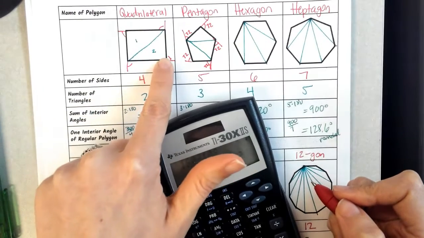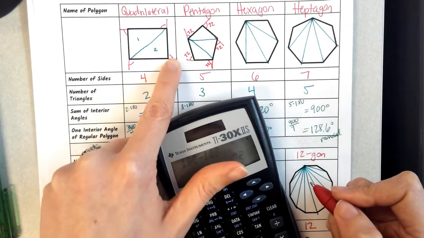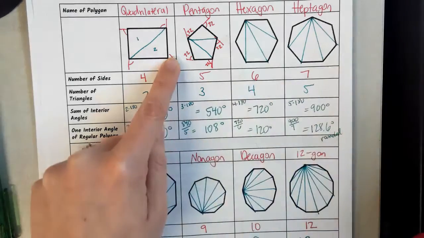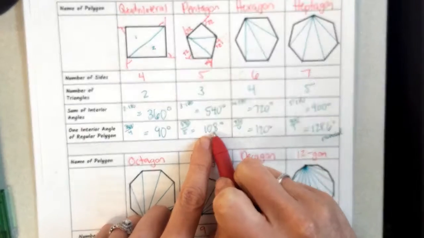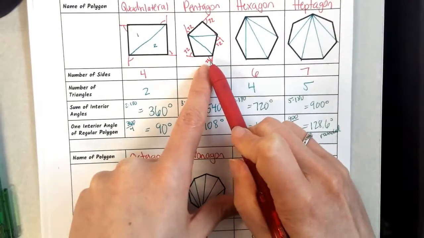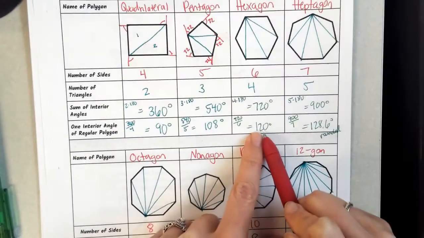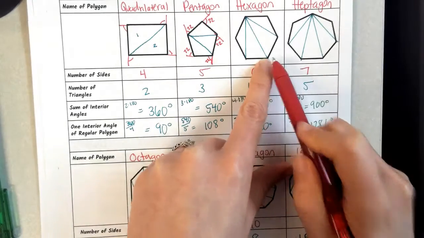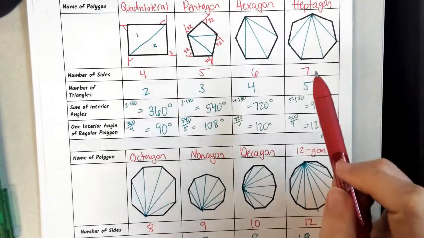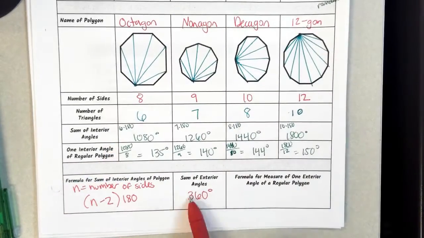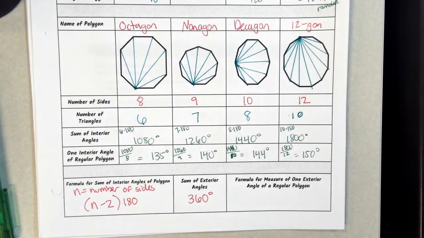So our interior angle here is 90, which means this is going to be 90 as well. So here our interior angle is 108, so our exterior has to be smaller. Again, it goes up, so our exterior has to be smaller. So that's why no matter how many sides there are, our exterior sum will always be that 360 degrees.